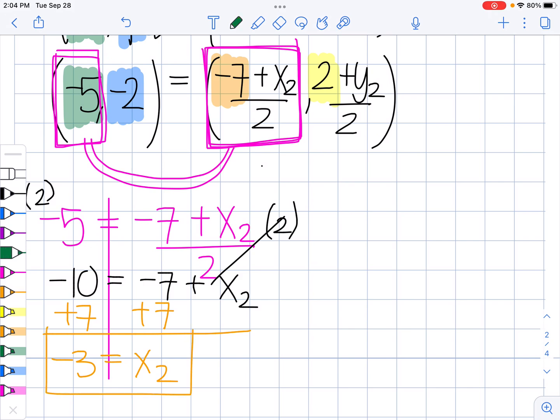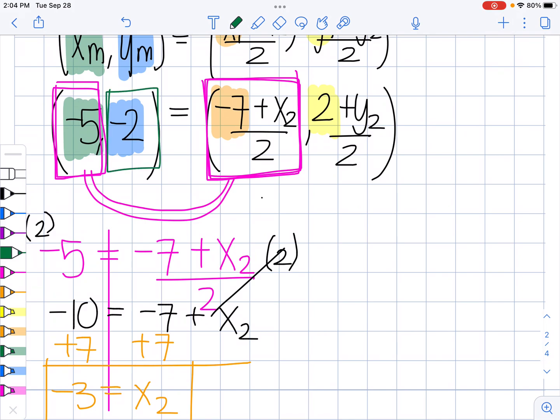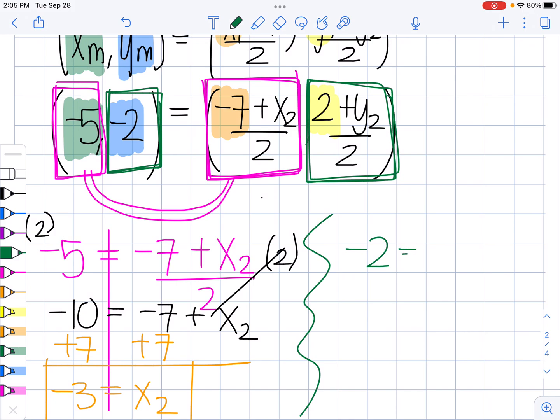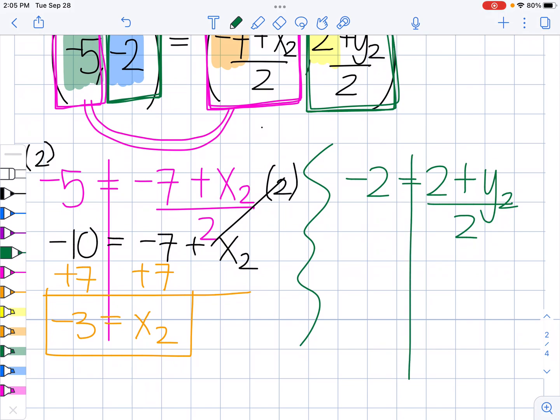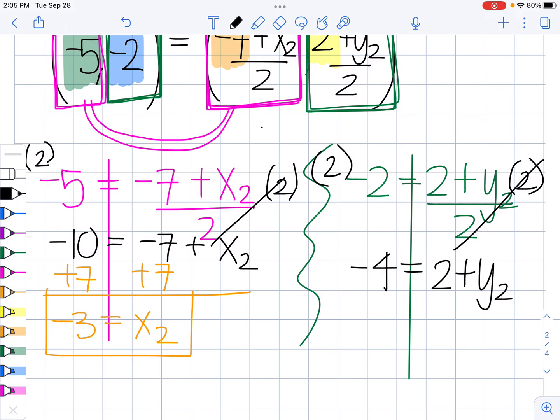Okay, I'm going to do the same thing for my y's. My midpoint y value, -2, equals whatever this equation over here equals. So I get -2 equals (2 + y2)/2. I put my line down the middle. And because this whole group is divided by 2, first thing I'm going to do is multiply the whole group by 2, so this cancels out. So I get -4 is equal to 2 plus y2. I have to get this 2 on a side by itself. So I'm going to subtract 2 from both sides. And I get -6 is equal to y2.